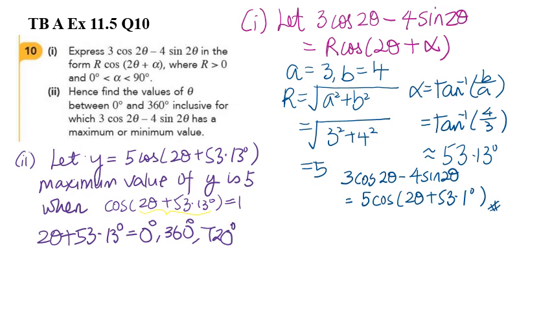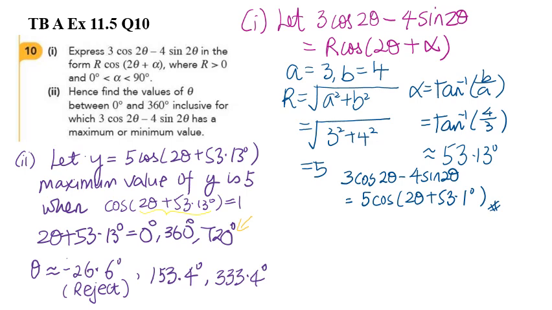Okay, why 720? Because if your theta is between 0 and 360, then 2 theta will be between 0 and 720. So it's possible to have one more round. So from there, you can just find your theta. The first answer is rejected because the angle theta must be between 0 and 360. So the two possible angles will be these two.